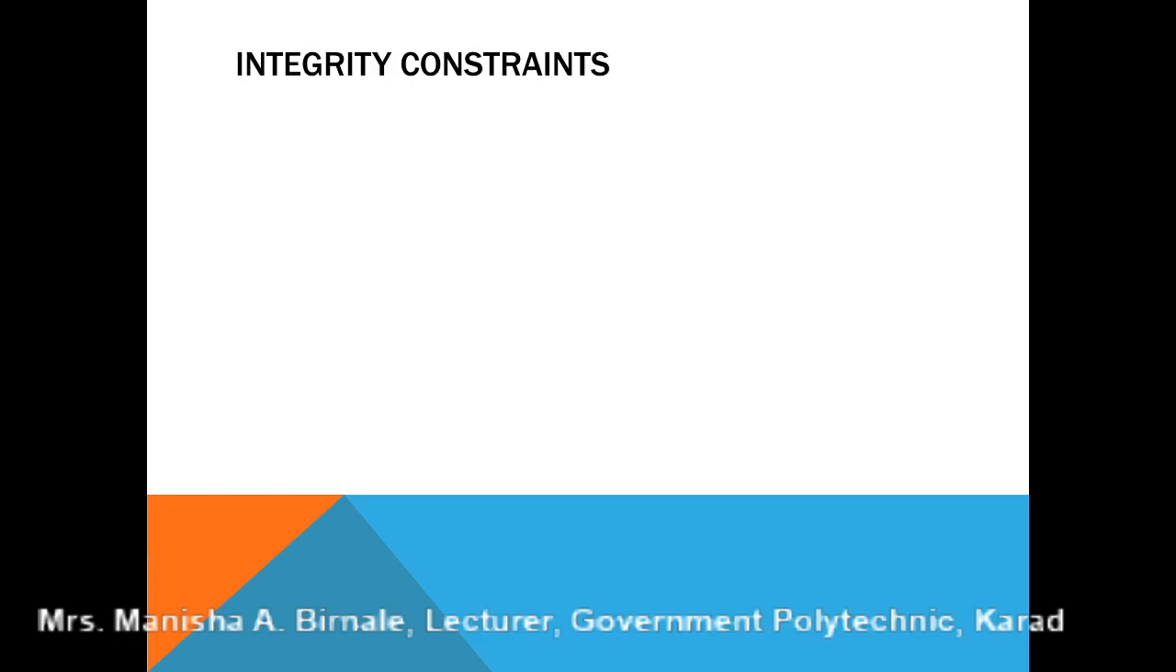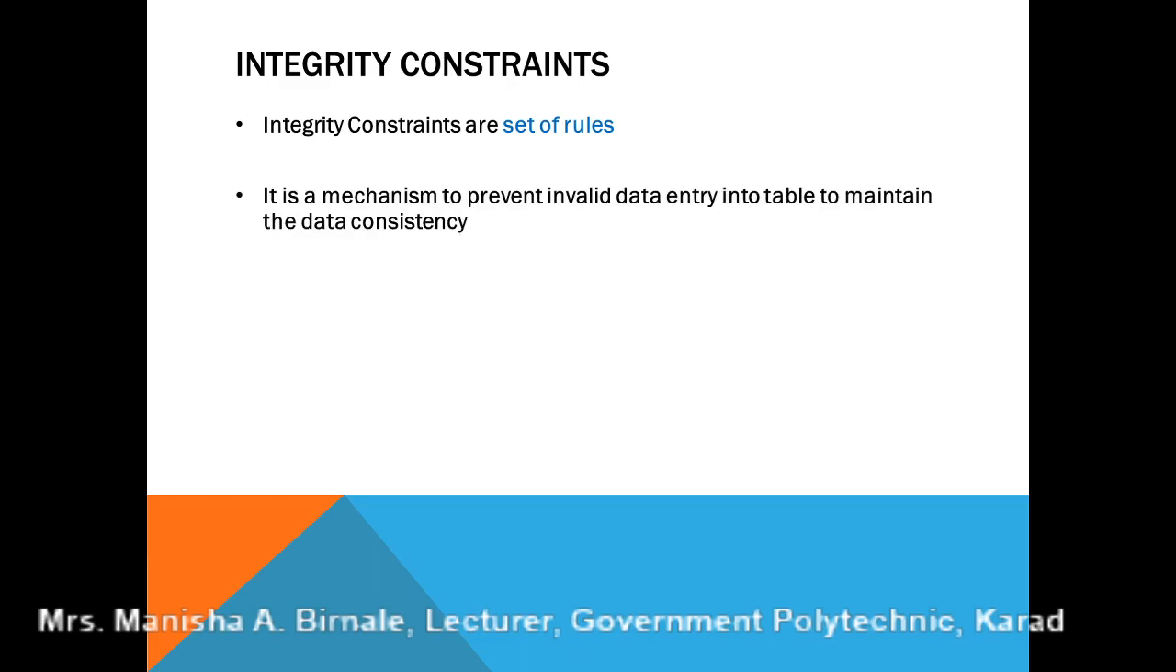First, integrity constraints. Constraints means conditions or some rules. Integrity constraints are a set of rules. It is a mechanism to prevent invalid data entry into a table to maintain the data consistency. Consistency means correctness. So integrity constraint is one mechanism to prevent invalid data entry into your table.